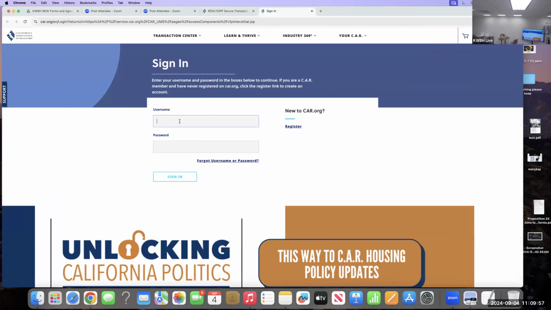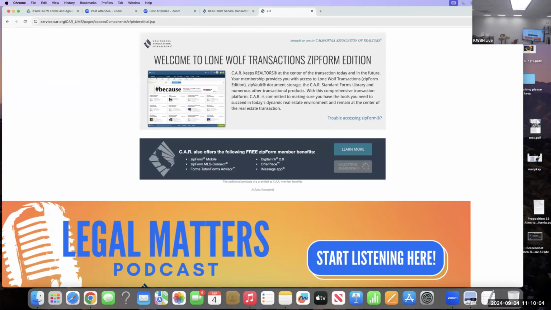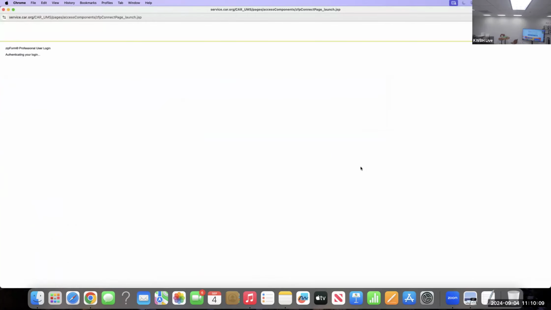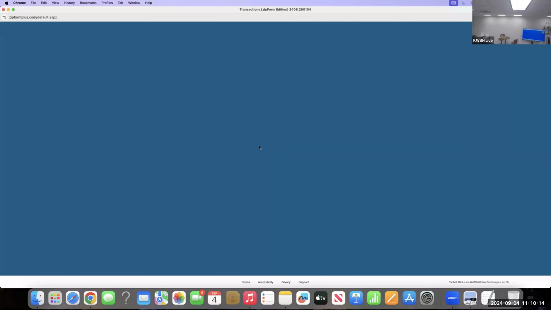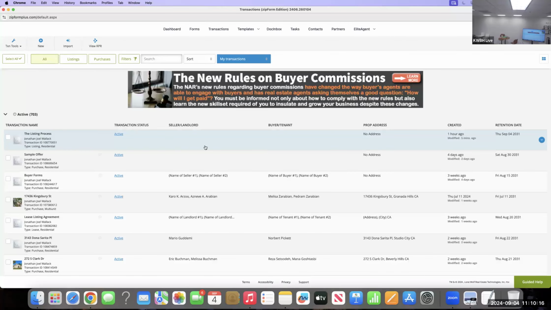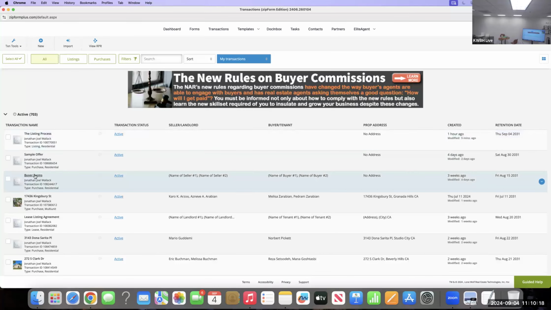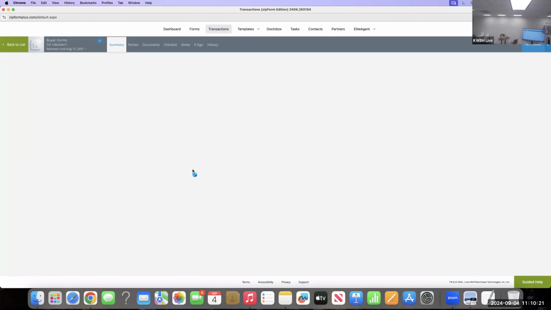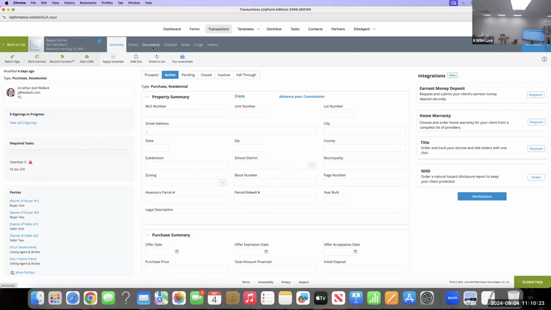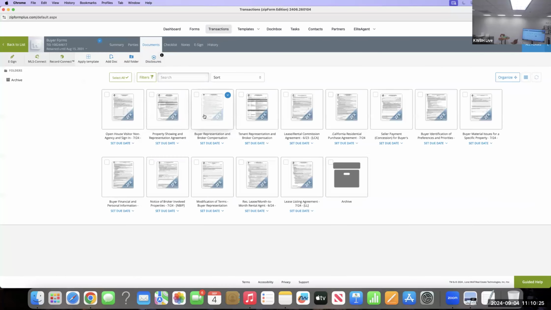So this is for anyone who's doing an open house, showing property. Have you had an open house? Did you have an open house Sunday? No, I didn't. But I already did the printout from the car. Okay, non-agency disclosure. Yeah, something like that. So buyer forms, documents. So I have here in the buyer forms, open house visitor non-agency.